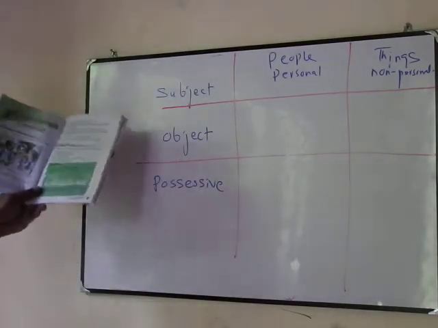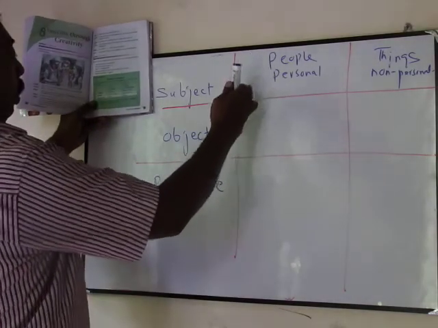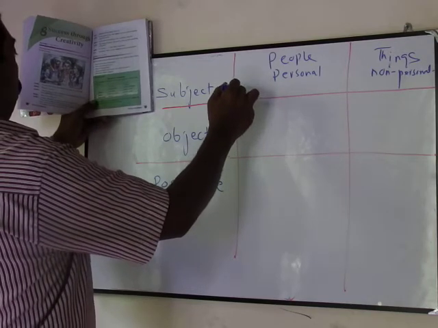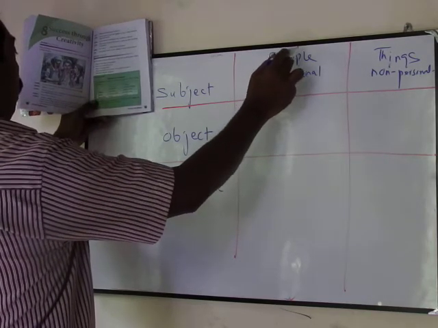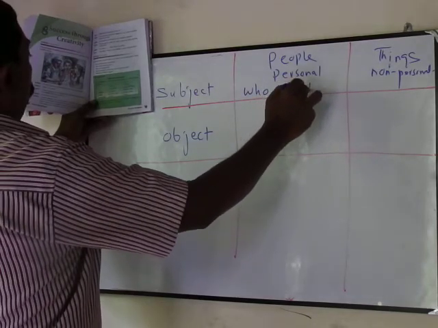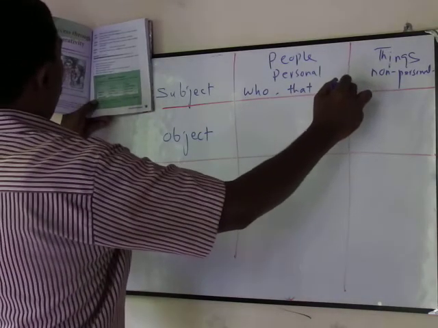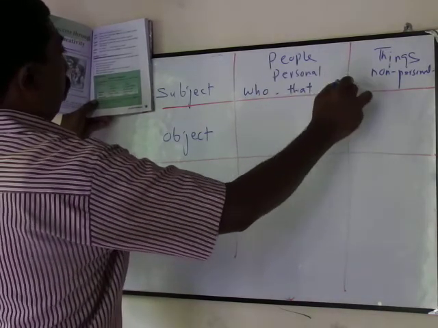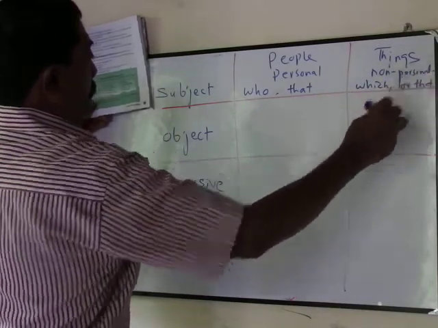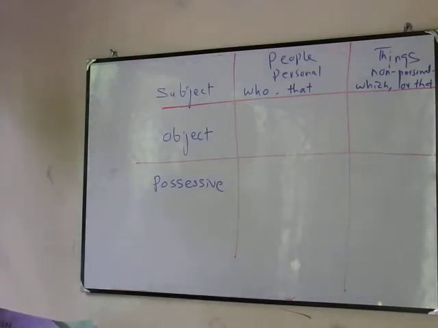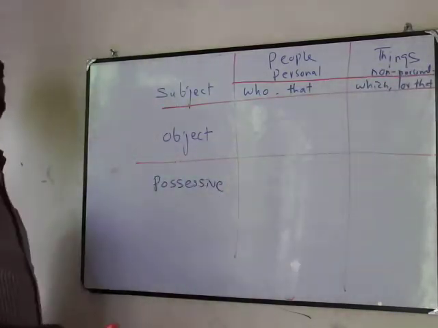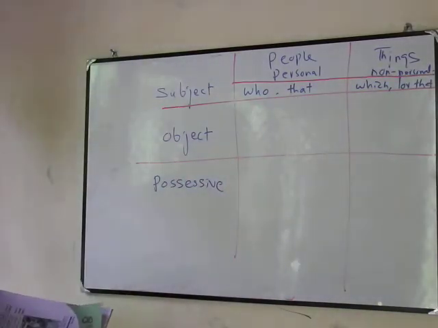Under personal subject, the personal relative pronouns are these: who, that. Non-personal relative pronouns which come as the subjects are which or that. That means sometimes who or that. If not, which or that can occur as a subject.